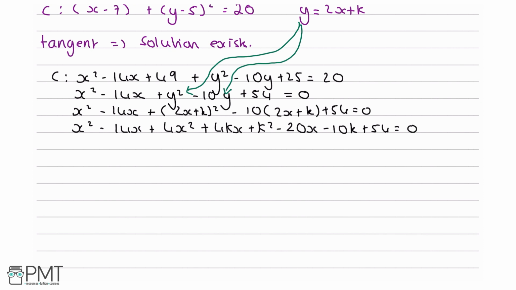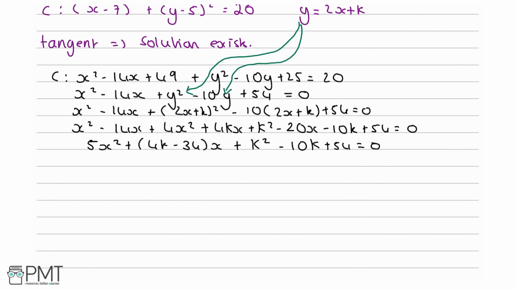Plus 54 equals 0. Okay, so now I'm going to combine terms and take out factors just to make it easier and simpler. So x² and 4x² becomes 5x². We then have −14x − 20x + 4kx, which is going to be (4k − 34)x. The reason is because −14 − 20 is −34, and 4k plus −34 is the same as 4k − 34, and we've taken x out as a factor. Then all we have are our non-x terms, or our constants, and this is going to be k² − 10k + 54, equals 0.